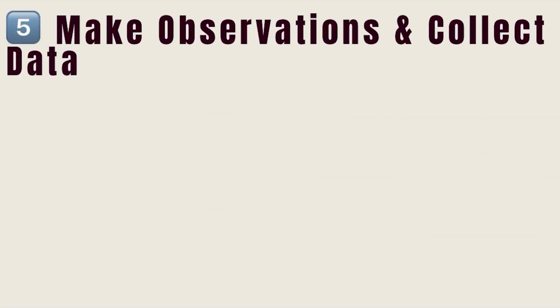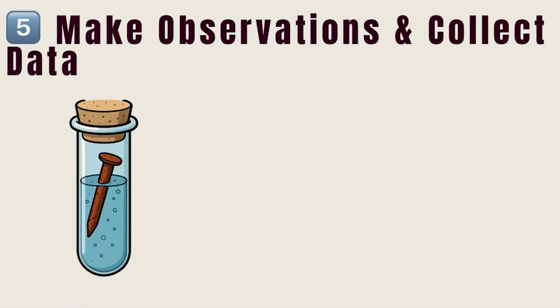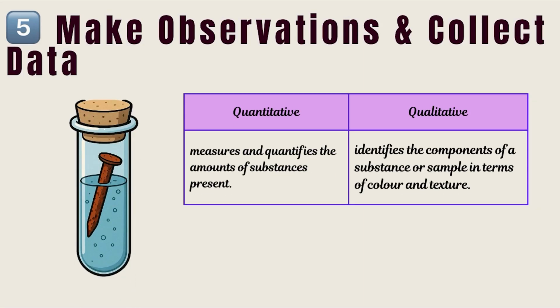The next step is to make our observation and collect data. In chemistry, we have two types of observation. The first observation is quantitative observation, which involves measuring or counting. That is, we measure time and temperature when carrying out quantitative observation. While qualitative observation involves describing the substance, that is, in terms of color and how hot or cold the substance is.